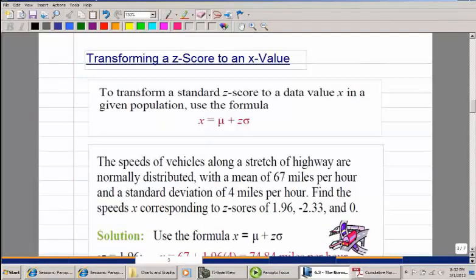Now here's the formula that transforms a z-score to a data value x in a given population. It's x equals mu plus z sigma. And all this formula really is just your standard z-score formula. If you did a little algebra to it and solved for the variable x, you would come up with this expression. So it's not really a new formula. It's just the same z-score formula rearranged and isolated for variable x.